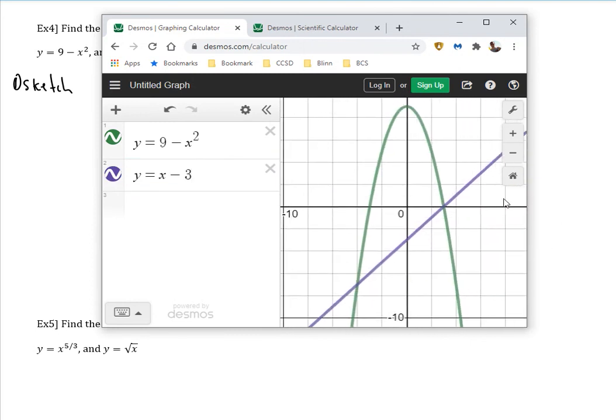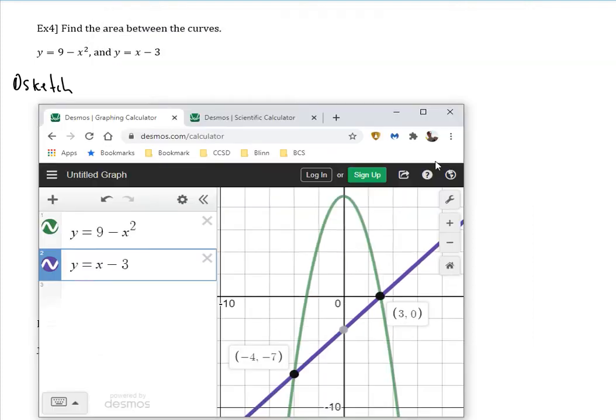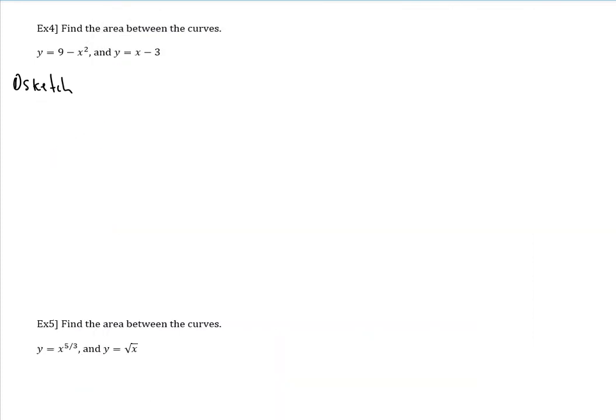And then what we really want, well, what's really nice about these problems, you just have to click it, especially with Desmos. There's the intersections. So x equals negative 4 is where it's going to start, and x equals positive 3 is where it's going to end. All right, so then let me make this sketch, and we'll label those points.